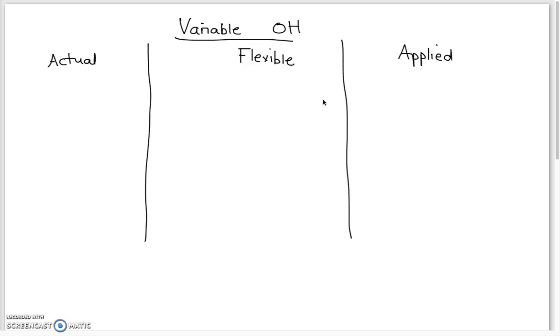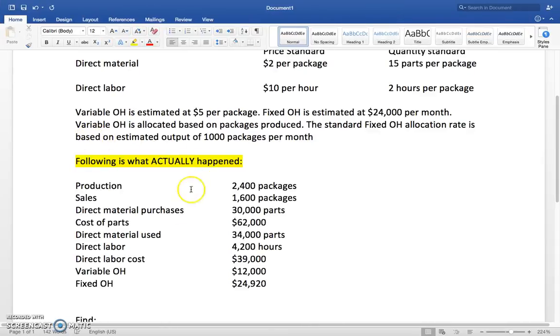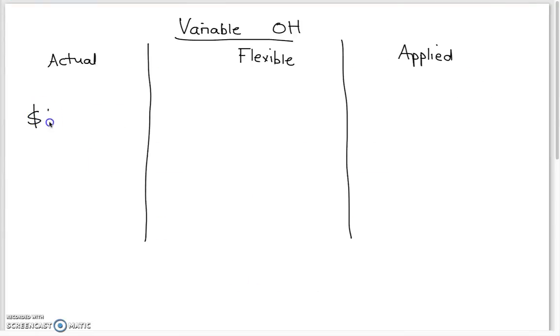So variable overhead, again, you want to compare your actual to your flexible budget to your applied. So in order for me to do that, I'm going to write out the actual figure first. Your actual is always going to be given to you, so don't worry about that. Variable overhead actual is 12,000.